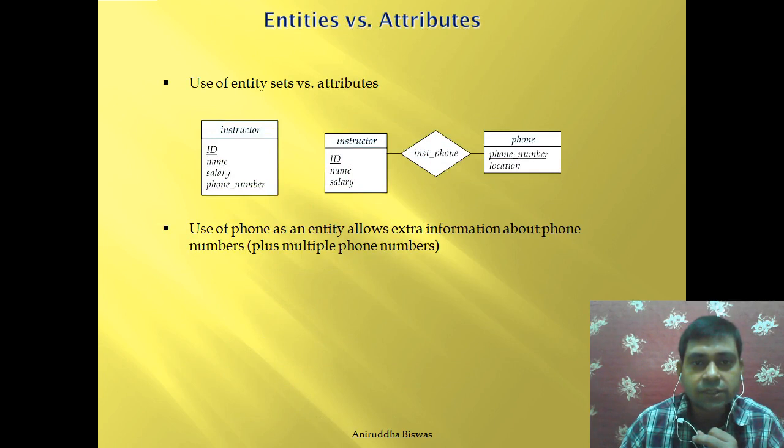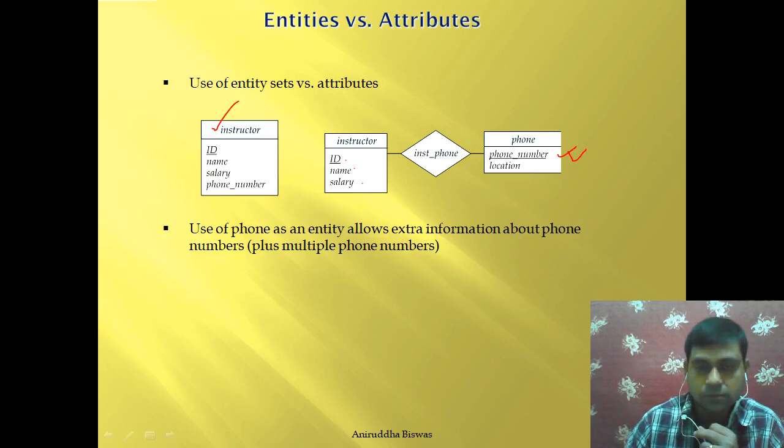And here, entities versus attributes. This is an entity instructor which has 3 attributes, one after another: ID, name and salary. And instructor phone number is the relationship, where we put phone number as a separate entity, with the phone number as well as the location. So if we design this way, that will help us put some extra information about the phone number, and we are also allowed to put multiple phone numbers here.